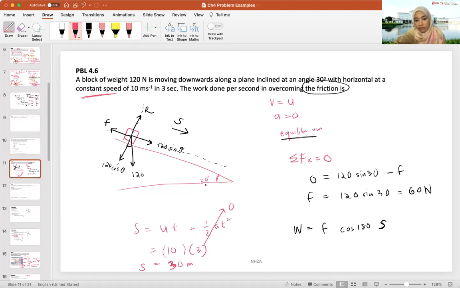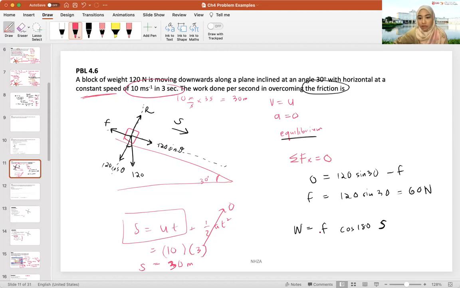Do you need to use the entire equation? No, you can just use this if you already understand how to use it. So S equals U times T. 10 meter per second times 3 seconds. You are left with meter. You can use this directly, you don't actually have to use the linear kinematics.